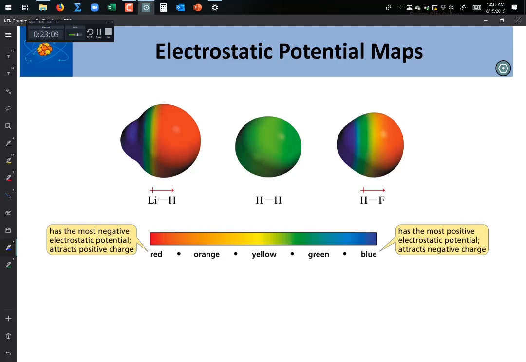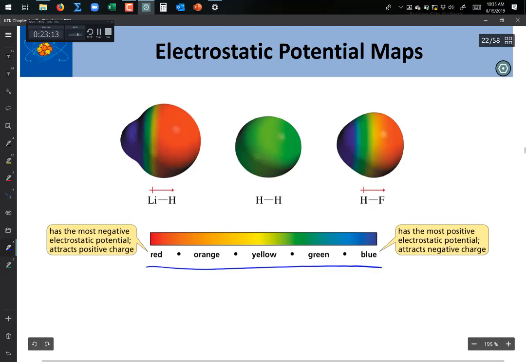And where do we get our color scale from? It's Roy G. Biv, right here. Red is the most negative. Blue, well, it's Roy G. Biv. Roy G. B. Yeah, if Roy Game Boy works for you, that works. But yeah, that's the most positive.